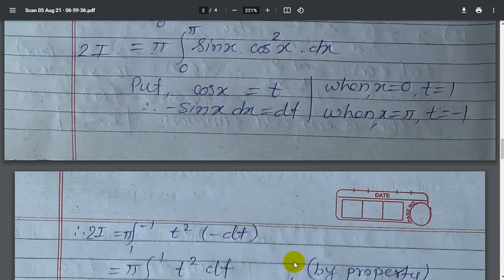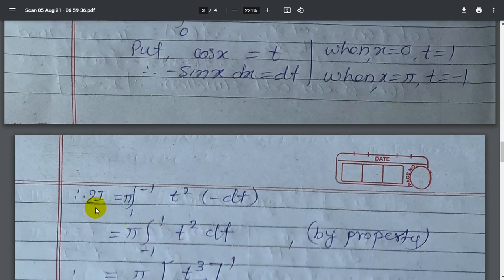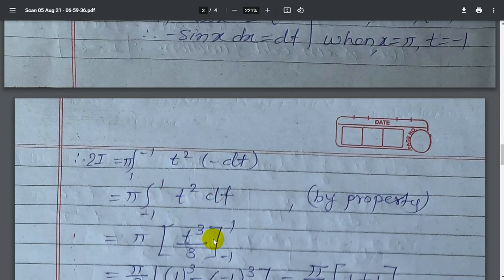Therefore, the integral can be written as 2I equals pi, because pi is constant, it is out of the integral, times integral 1 to minus 1 of t square into minus dt. If we interchange the limits, we get plus dt, because the integral only changes in sign. So 2I equals pi into integral of minus 1 to 1 of t square dt. Now it is a positive integral; before it was negative because of minus dt, by property.